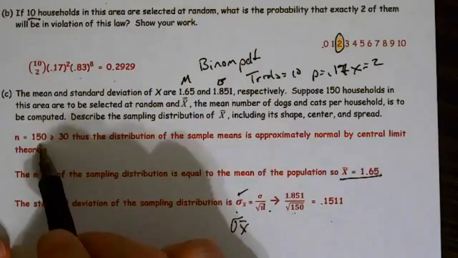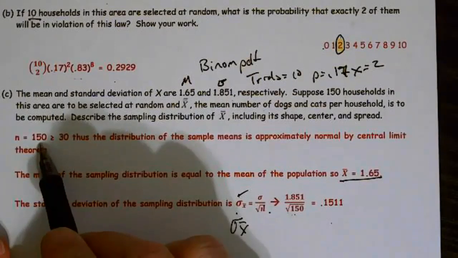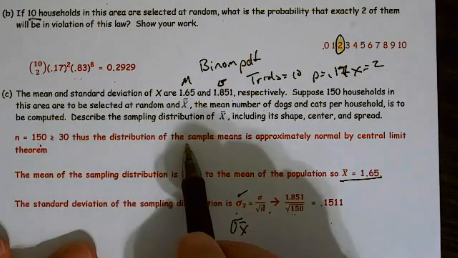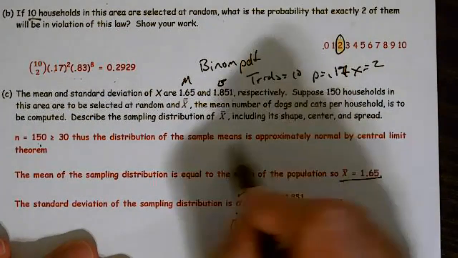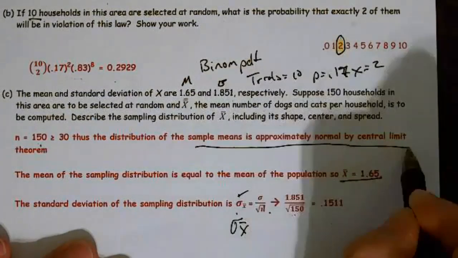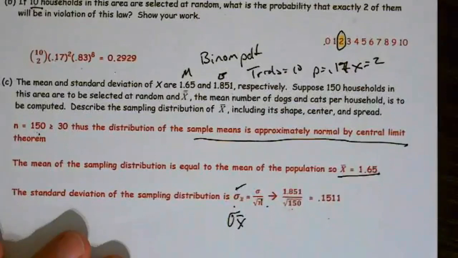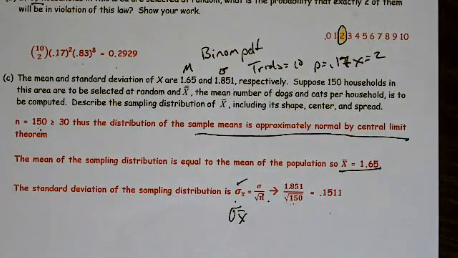So for the shape, we have to have a sample size of 30 or larger. In this case, our sample size is 150, which is greater than 30, which means the sampling distribution of the sample means is approximately normal by the central limit theorem. And we like that phrase there: the distribution of the sample means is approximately normal by central limit theorem.